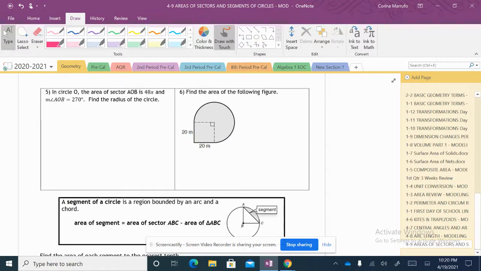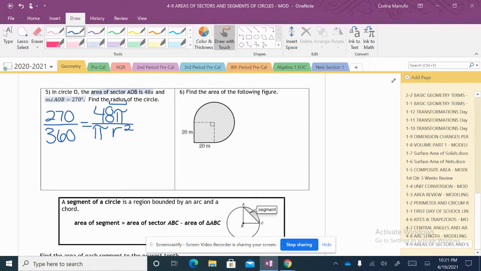All right. So then the next part, it says in circle O, the area of a sector AOB is 48 pi. So this time they give us the area of the sector. And the measure of angle AOB is 270. Find the radius. Okay, so I'm going to set up my proportion. Our sector is 270 degrees out of a total of 360. The area of the sector is 48 pi, and they want us to find the radius. Well, we put it over the total area of the circle, which would be pi r squared.